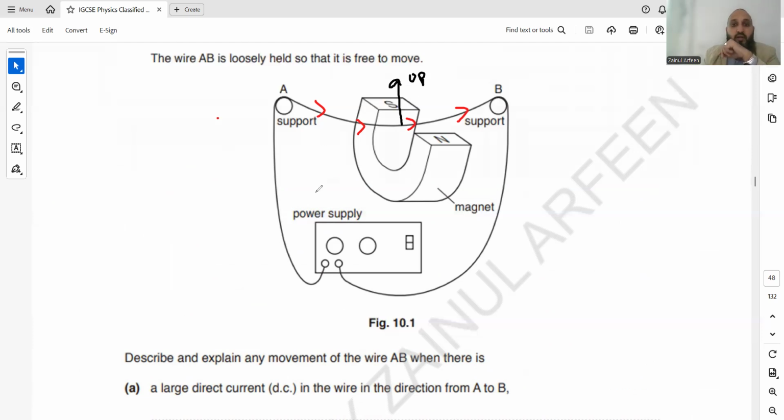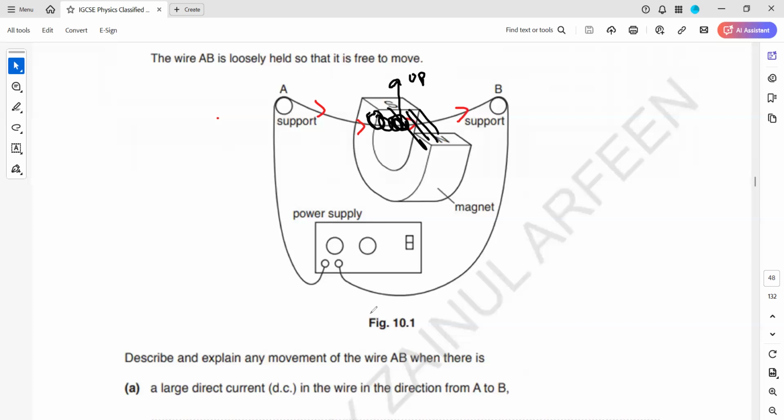Got it? And why will this wire move? Because there's an interaction. When a current passes through a wire, there's a magnetic field of the current and there's a magnetic field of the magnet. When two magnetic fields interact, like two magnets placed close to each other, they will either attract or repel depending on the poles facing. Same thing when one wire is carrying a current in a permanent magnetic field. There will be an interaction of the magnetic fields that will cause a force on the wire.